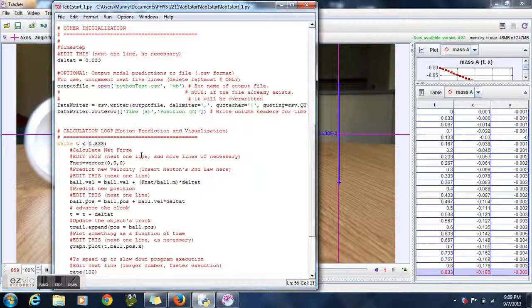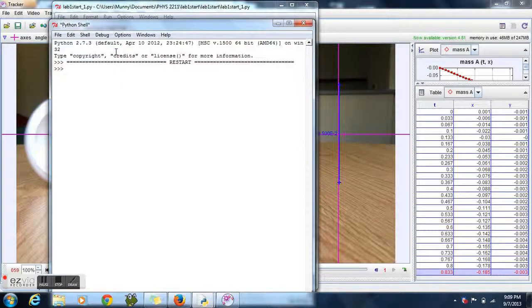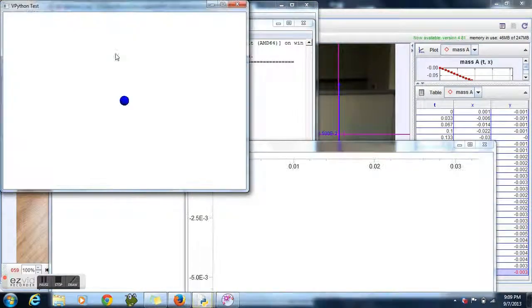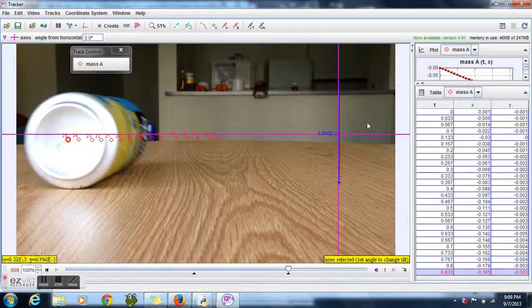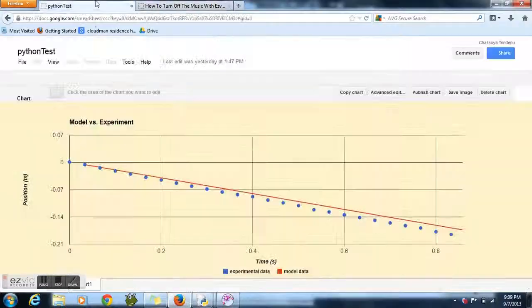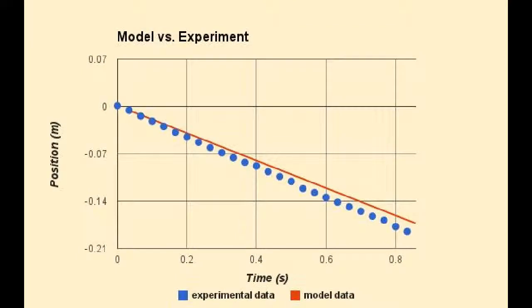The output shows a graph which looks distinctly similar to the one formed in Tracker. The computational model of the object moving in the negative x direction also looks similar to the video of the rolling can. Finally, here's a graph of the combination of both the experimental and model data. The blue dotted line represents the experimental data, while the red solid line represents the model position. They are similar in characteristic of a straight line with the negative slope, and are almost at the same positions.